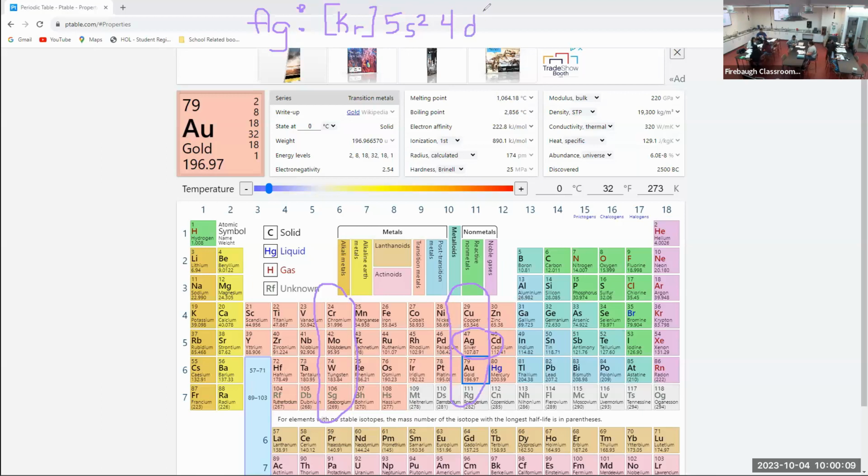So this is what we would expect it to do based upon how things were ordered. But what it actually does is steal from the S and put it in the D, because since it's in the lower period, it allows it to be more stable. So in that case, the answer really should be AG. KR.